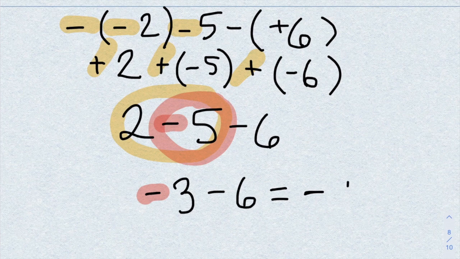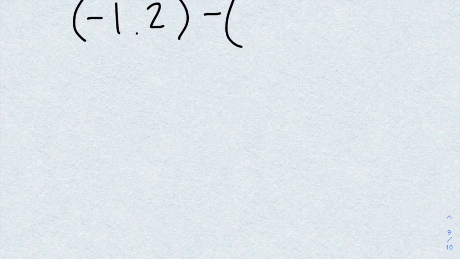3 plus 6 is 9. So I end up with negative. All right, last example. I have minus 1.2 minus positive 1.5.